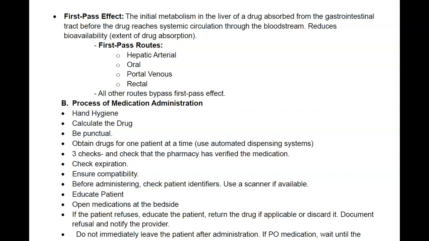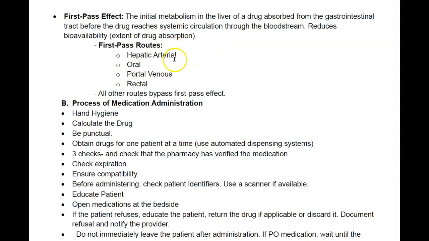Like I said before, if a drug goes through the first pass effect, the concentration, basically what's available for the patient or the body to use, is going to be decreased in comparison to the injections or maybe the intravenous or intramuscular route. So the first pass routes are hepatic arterial, oral, portal venous, and rectal. The most common one is oral.